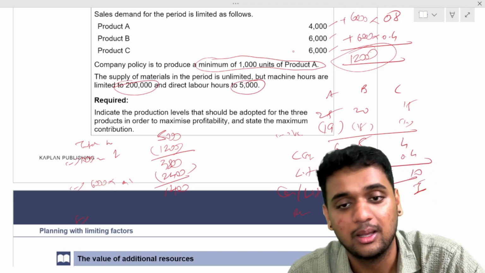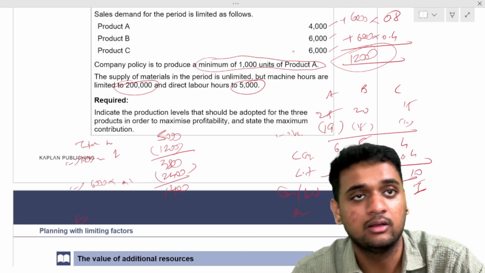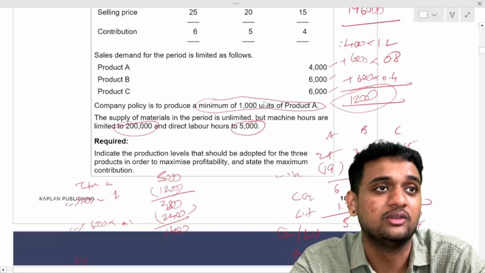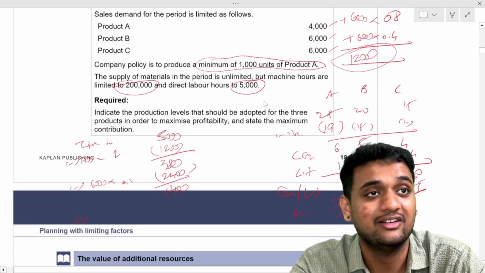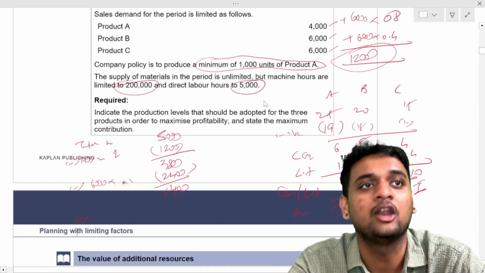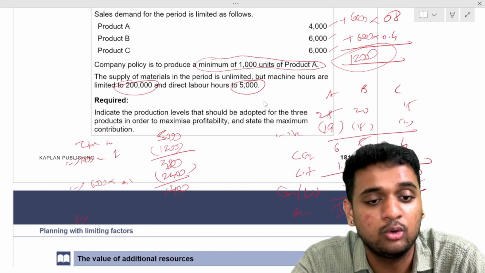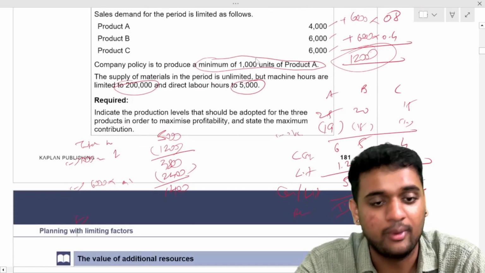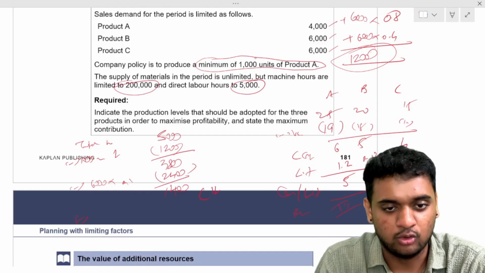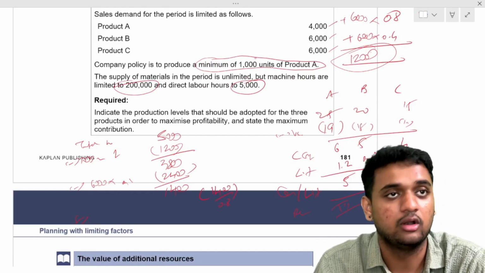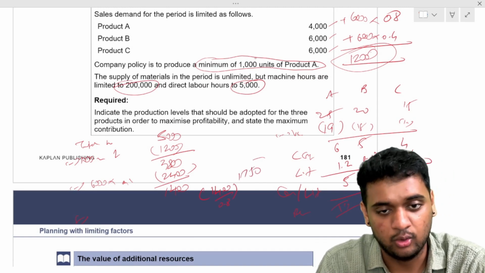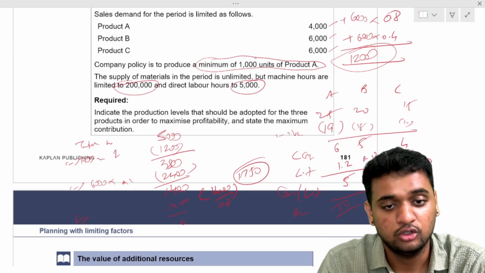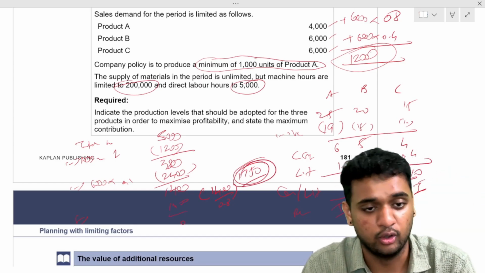Next, what will you produce? D. How many units are in demand for D? How many hours are required per unit? 0.8. 6000 into 0.8 is the total required, but how much do we have? 1400. So with 1400, how much of B can we produce? Per unit of B, how many hours are required? 0.8. How many hours are available? 1400. So 1400 divided by 0.8, we can produce 1750 units of B, and then you will have 0 hours. Understood? So 1750 units of B we will produce.